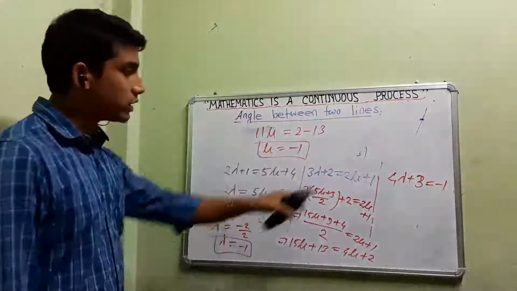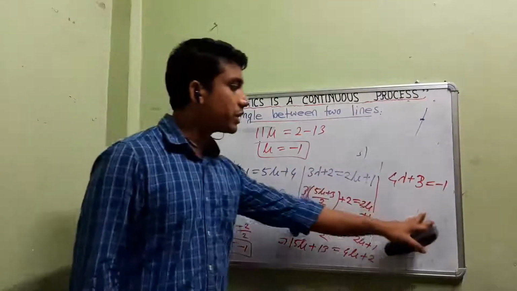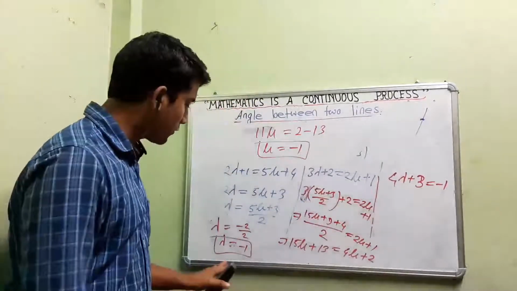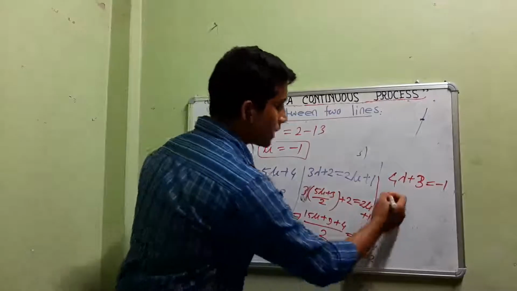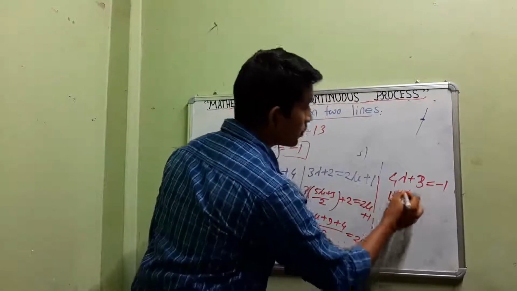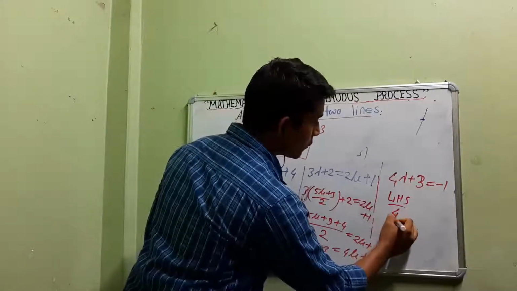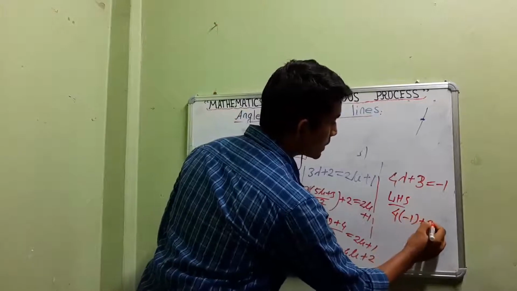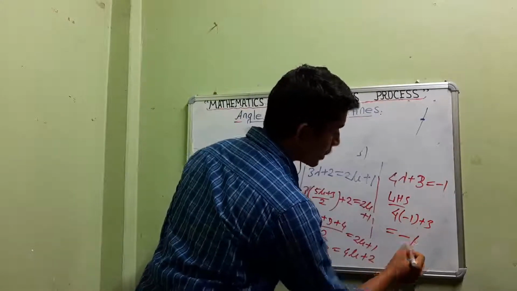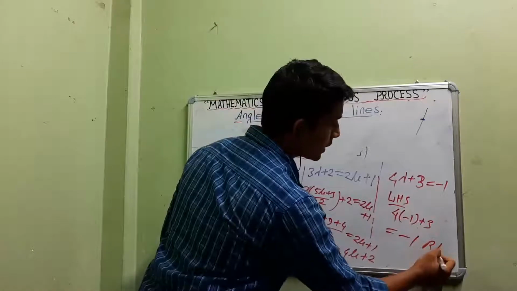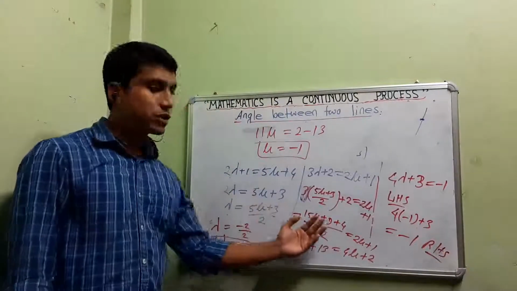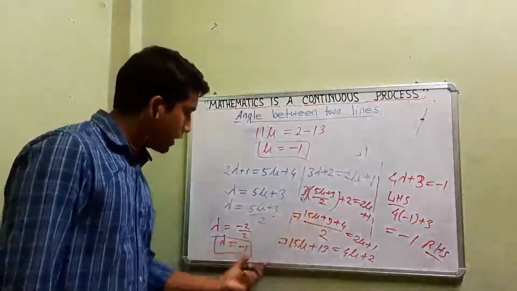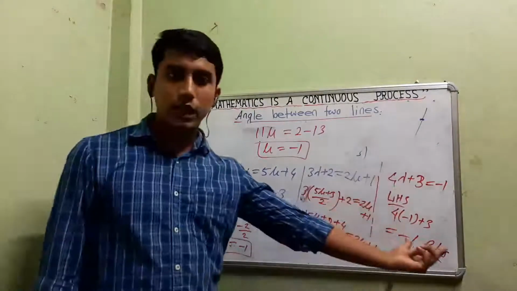Now put the values in the third equation. As we can see, in the third equation there is no mu, so only the value of lambda will be put. So is it satisfying the third equation? On the left hand side, put the value of lambda. What are we getting? 4 into minus 1 plus 3. We are getting minus 1 only, no? That means it is satisfying the third equation. So by solving the first two equations, we got values, and those values are satisfying the third equation as well.